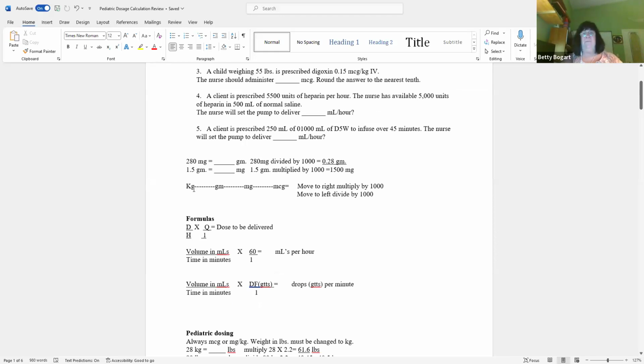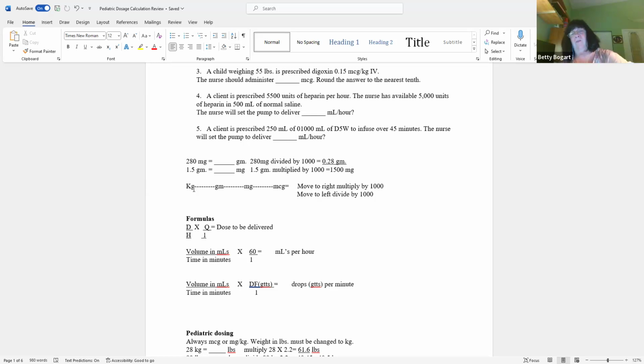Number 5. A client is prescribed 250 mLs of 1,000 mLs of D5W over 45 minutes. The nurse will set the pump to deliver how many mLs per hour? Well, every time you get a question, is it a dose to be delivered? Is it a quantity to deliver over time, which is mLs per hour? Or are they mentioning drip factor or drop factor or drops per minute? This is clearly only mLs per hour. Do you see that?